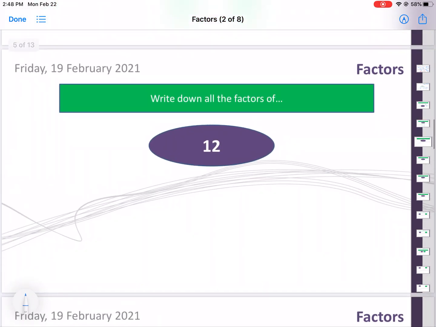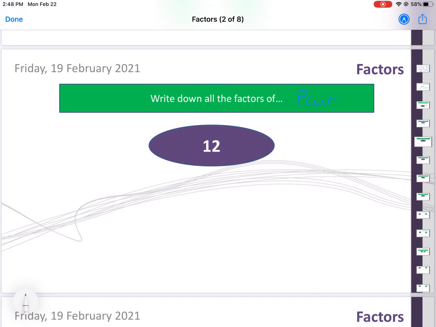So if we want to write down all the factors of 12, I'm looking for factor pairs. Okay, so I'm going to try and get these into pairs. Pairs of numbers that when you multiply them two together, you get 12. And if you do it this way, that way you don't miss out any factors. It's very easy just to miss out the factors if you start just listing them.